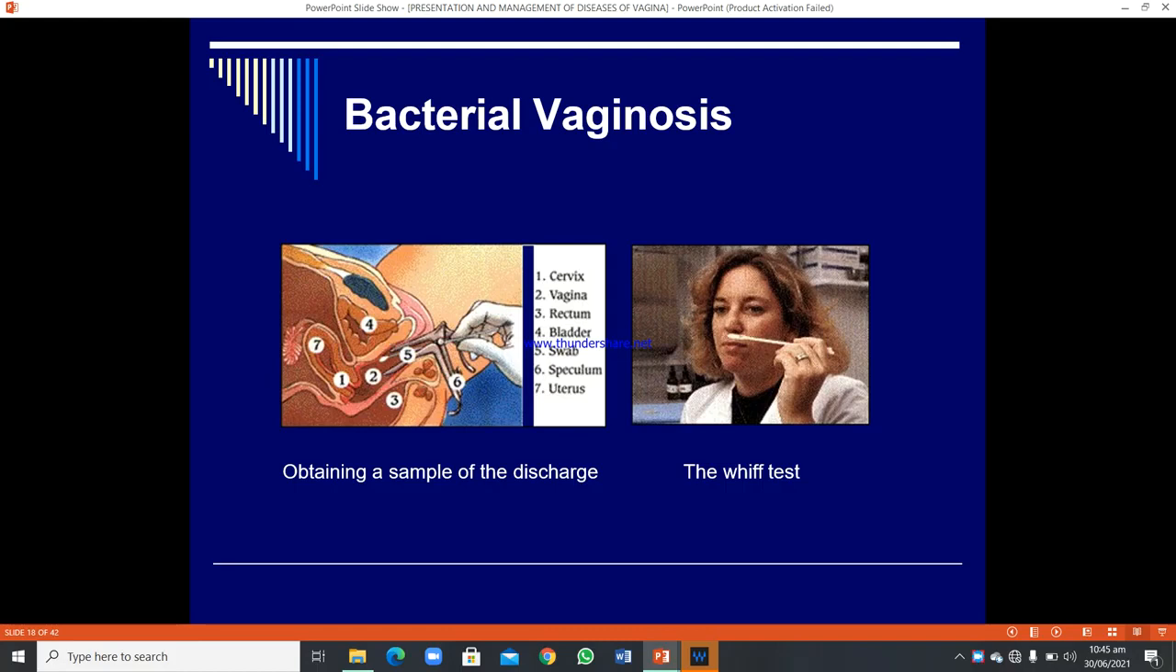Bacterial vaginosis, as you see in this picture, here obtaining a sample of a discharge: cervix, vagina, rectum, bladder, swab, speculum and uterus. Here you can see how the swab is taken. First we introduce the Cusco speculum and then we take the swab. This is the whiff test.